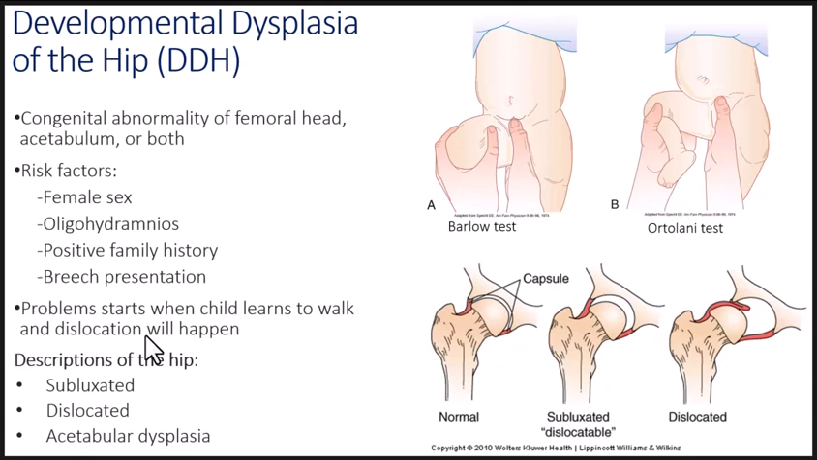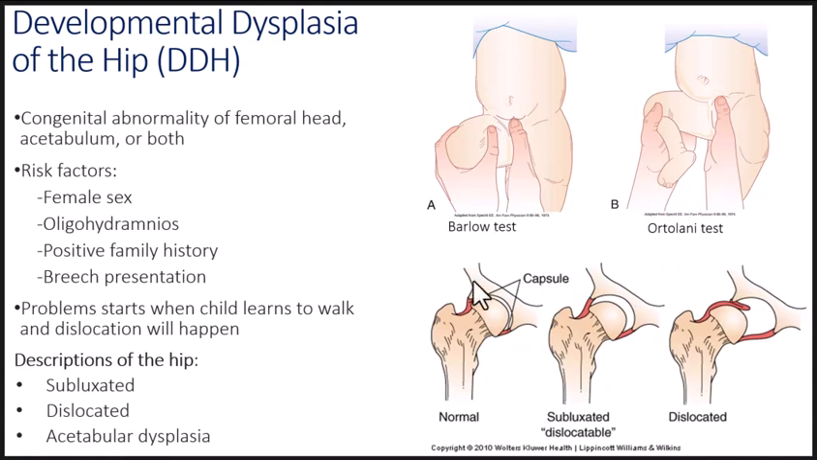Now, the problems won't be really evident as far as the parents are concerned until the child learns to walk. And this can lead to dislocations of the hip in more severe cases. But there are tests that can be done really in the early stages with a newborn to determine if there is possible developmental dysplasia of the hip. And these tests that we'll look at are called Barlow test and Ortolani test.